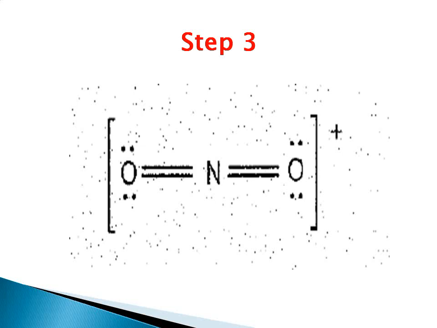The last step, we will be checking the central atom. As we can see, the central atom has 4 bonds. Each bond consists of 2 electrons, which means our central atom also achieves the octet configuration.